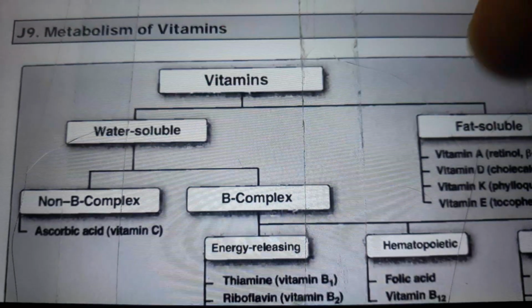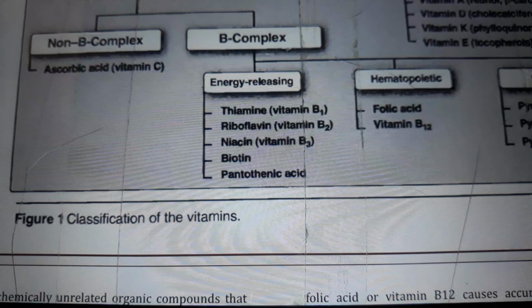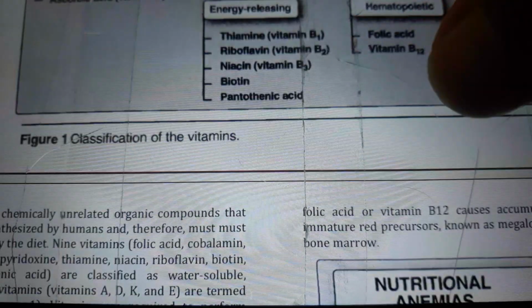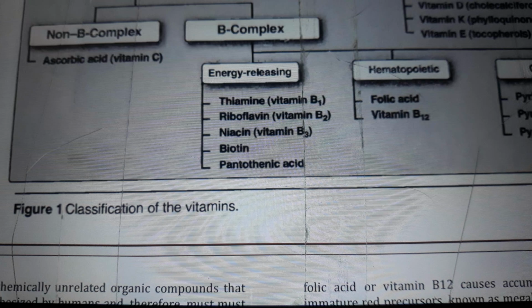The vitamins: water soluble and fat soluble, and the non-B complex and B complex, and the energy releasing, hematopoietic, and others. Okay, so for a quick recap on that, the fat soluble ones would be vitamin A, D, K, and E, where A is the retinol and beta carotene, D would be cholecalciferol, K would be phylloquinones, menaquinones, and E would be tocopherols.